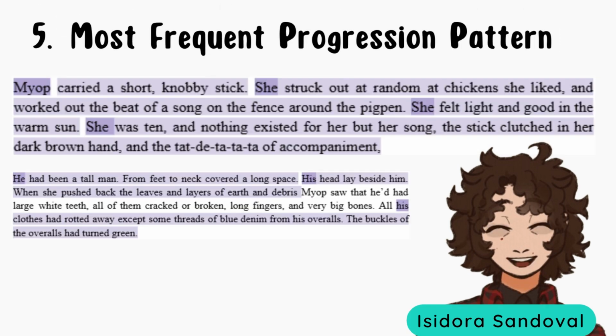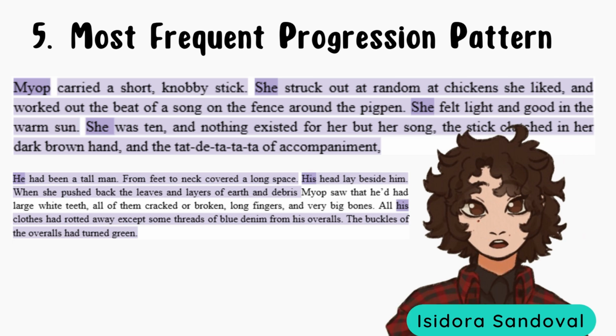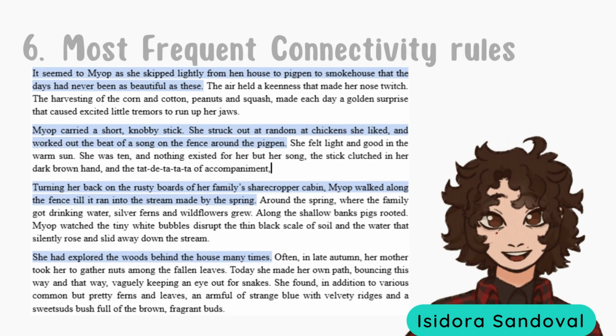On the other hand, the most frequent progression pattern is progression with continuous theme. We can explicitly see this in paragraphs 2 and 7, where the theme is one of the story's characters and the rhemes are the description of said characters. In paragraph 2, Myop is the theme, while her descriptions are the rhemes. Same situation with paragraph 7. The mysterious corpse is the theme and his description is the rheme.